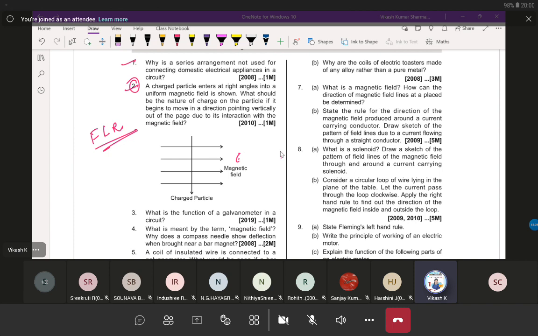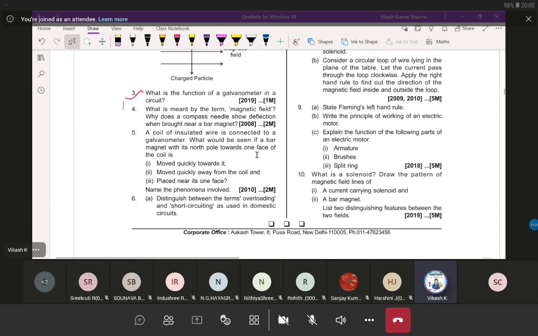Okay, what is the function of the galvanometer in the circuit? In 2019 only, they have asked it for 1 mark. What is the use of the galvanometer? To detect the small presence of electric current.